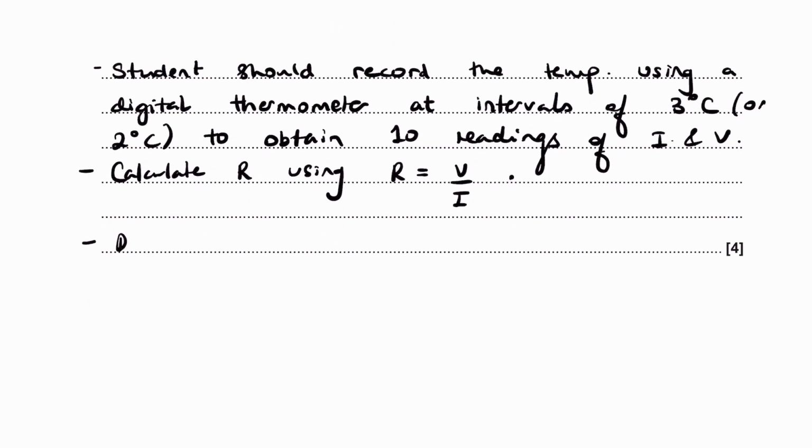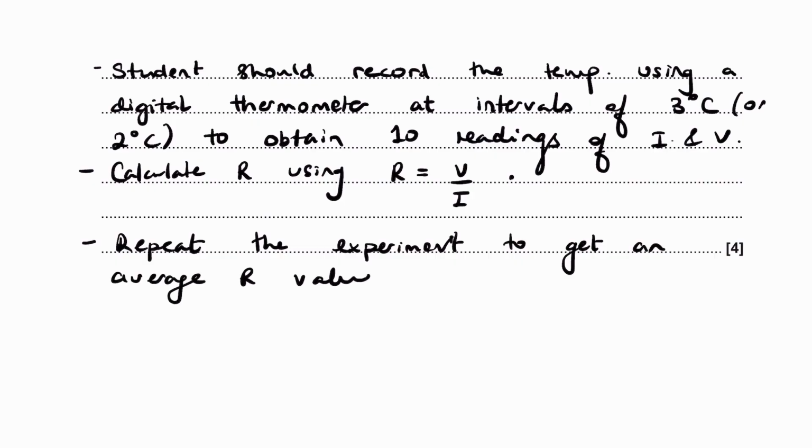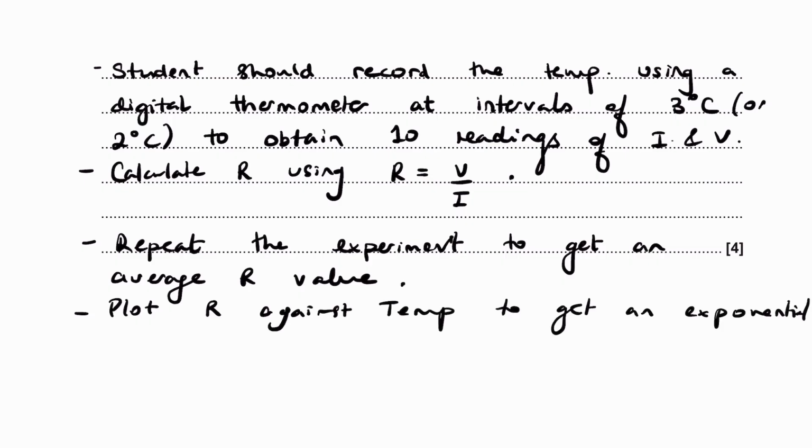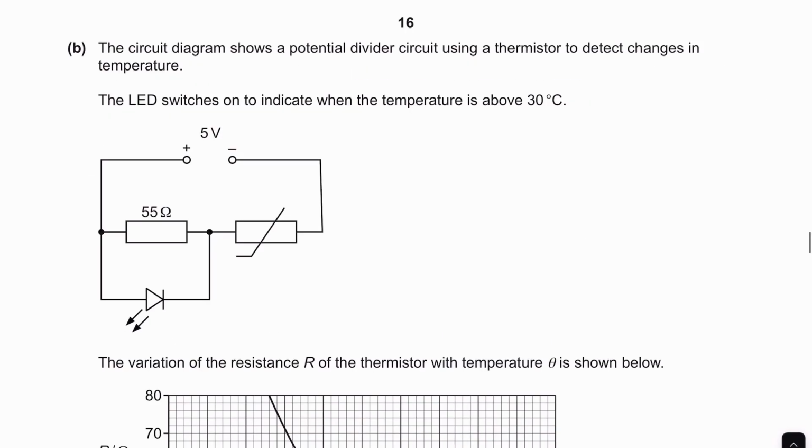The student should also repeat the experiment to get an average value of R and then plot that value of R against the temperature. What the student would see is an exponential decrease of the resistance with respect to the temperature. Part B. The circuit diagram shows a potential divider circuit using a thermistor to detect changes in temperature.